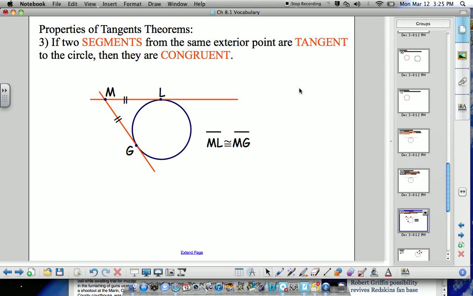And the third property of tangent theorem, if two segments from the same exterior point are tangent to the circle, then they are congruent. Here we have the point M that is an exterior point to the circle. It forms two segments or two lines that are tangent to the circle. The segments ML and MG originate from the same exterior point. G and L are both points of tangency. Therefore, segment ML and segment MG would be congruent.